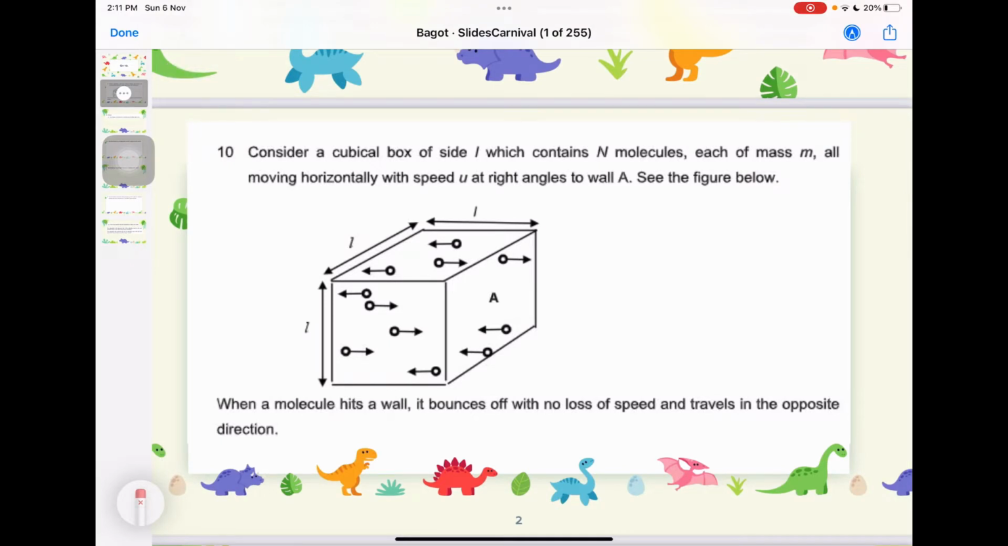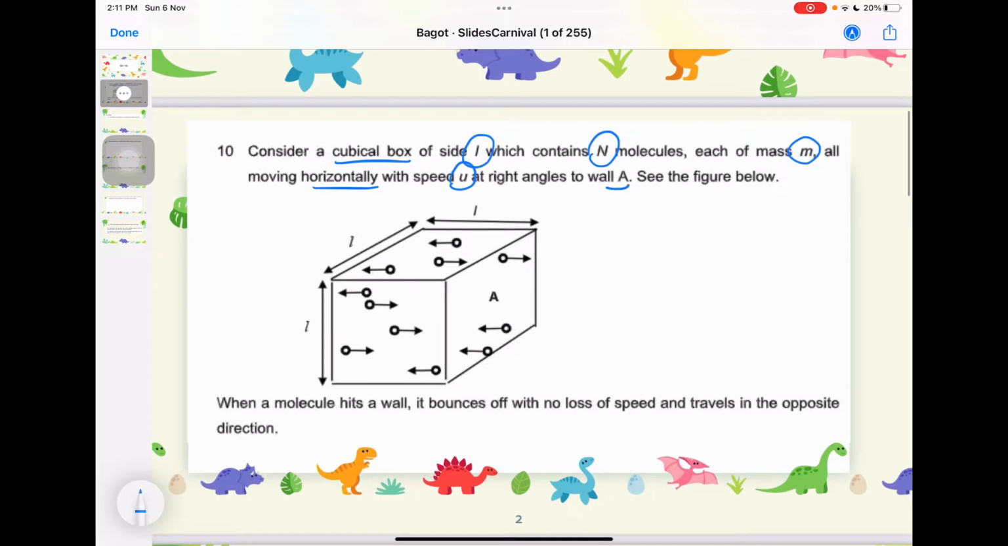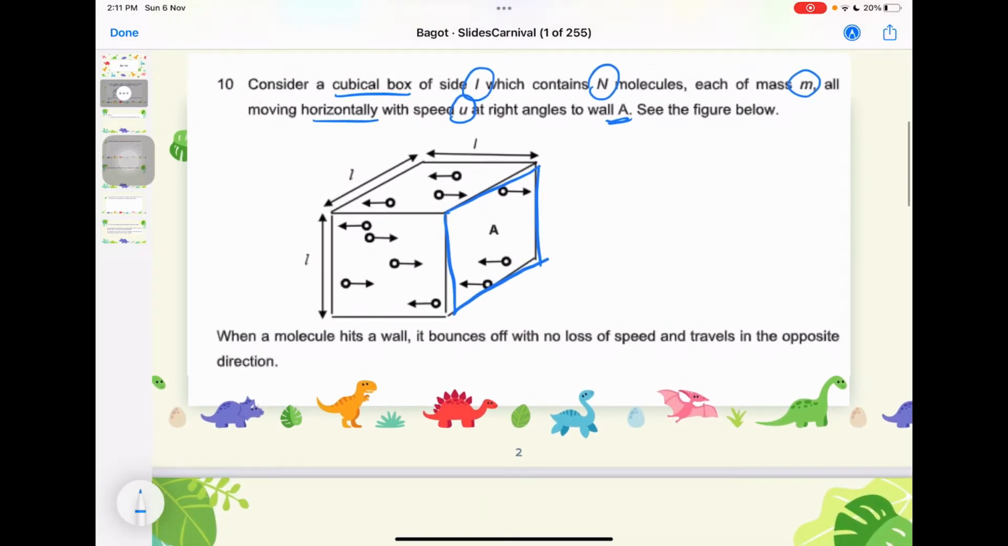There's a cubical box of side L that contains n molecules. Each molecule has mass m, and they are moving horizontally with speed u to wall A. Wall A is this wall, okay? When a molecule hits a wall, there's no loss of speed, and they travel in the opposite direction, horizontally, like this and like this.